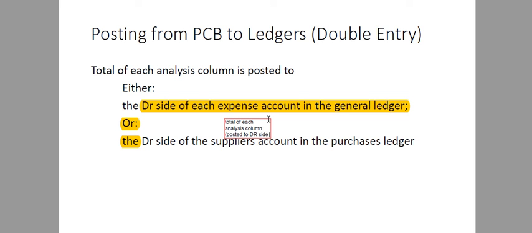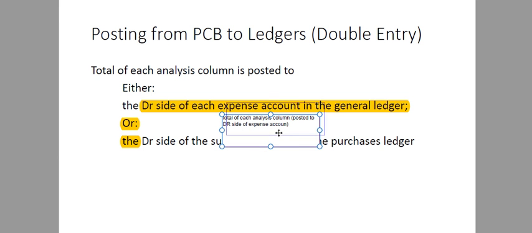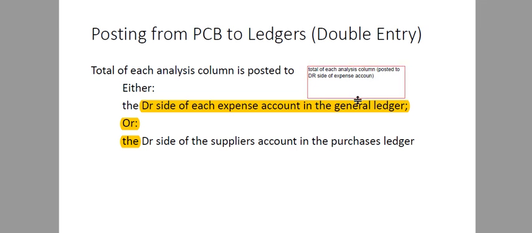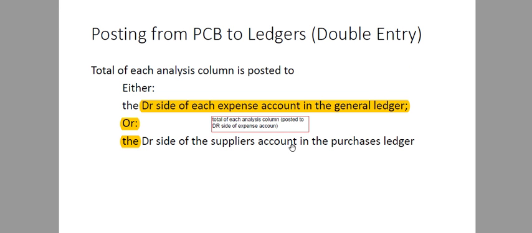And if you pick up the amount from the ledger accounts column, then it will be debiting the supplier's account. Again, a summary: you will get the total of the analysis columns and then post it to the debit side of each expense account. And if you picked up the amount from the ledger account column, then you will debit the supplier account in the purchases ledger. So this does it for the lesson slides.